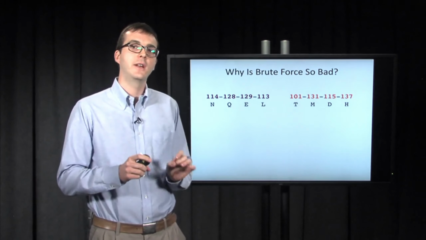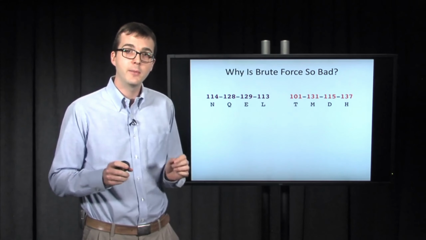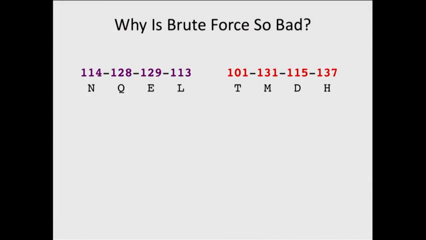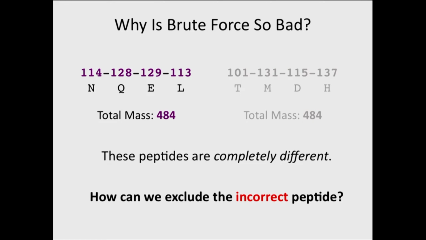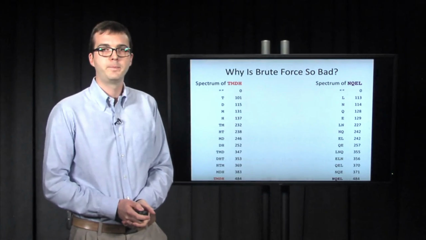So let's ask ourselves then, what is it that makes brute force so bad to begin with? Or at least this brute force algorithm. Some brute force algorithms may work well if they choose the correct condition. Here's a peptide, NQEL, that we're going to start working with, and another peptide, TMDH. The total mass of NQEL is 484, and the total mass of TMDH is 484. But they're completely different. They don't have any of the same amino acids, so by extension, they're not going to have any of the same subpeptides. And so we need to find a way to exclude this completely. We don't want to ever have to encounter this peptide.